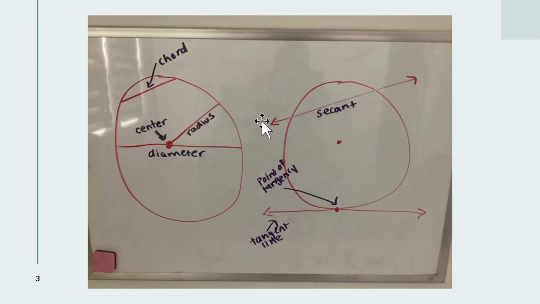Now a secant goes through the circle, so it's just infinite. This chord stops, the secant keeps going. This is a tangent line. It basically touches the circle once. This point that it touches, though, is called the point of tangency.